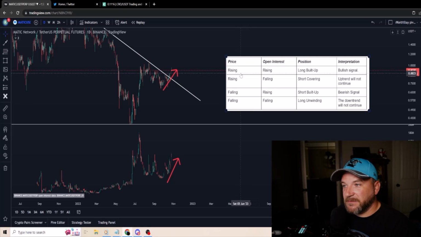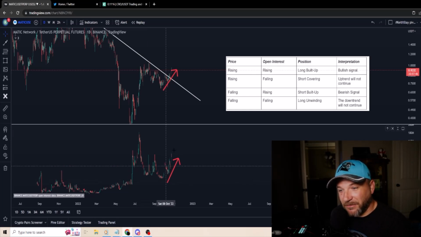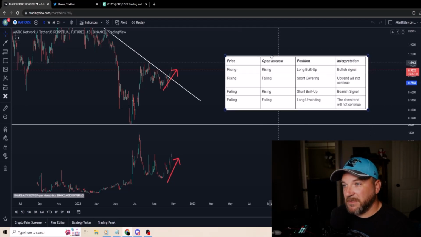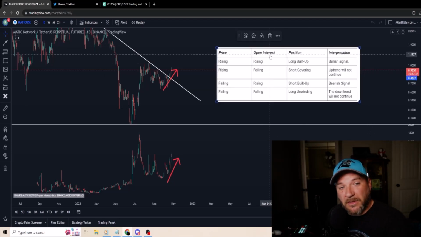Rising price, rising open interest, long build up, bullish signal. This is likely to continue until the open interest falls off or the price falls off and you get divergence on your little chart right here. It's going to continue doing what's happening.